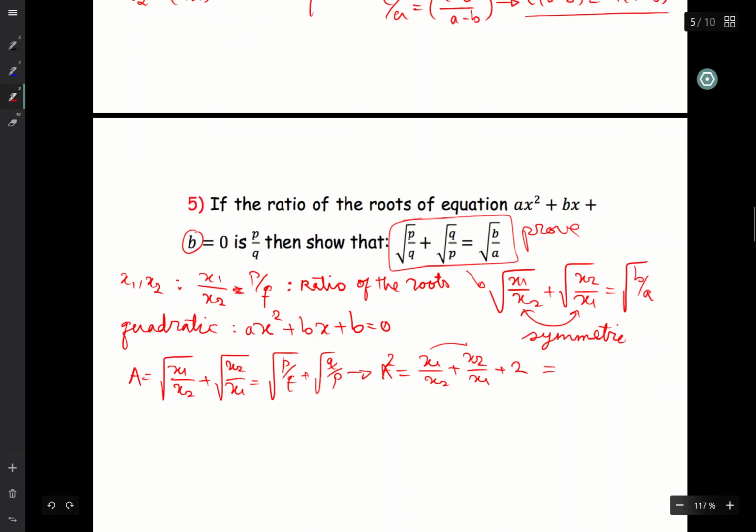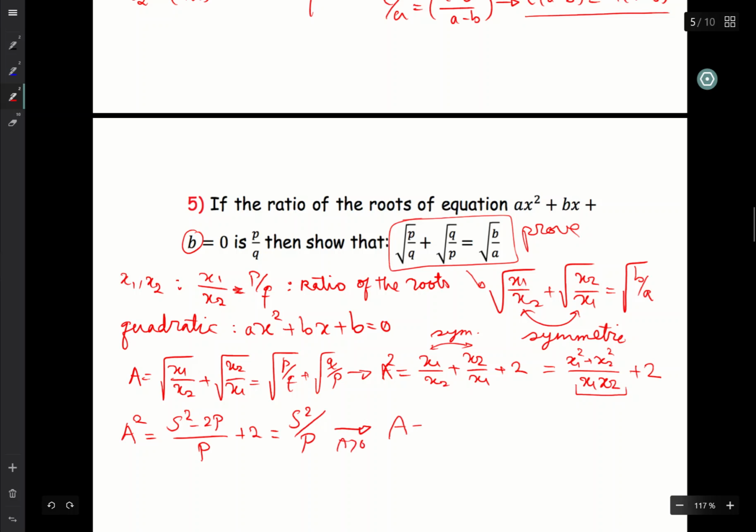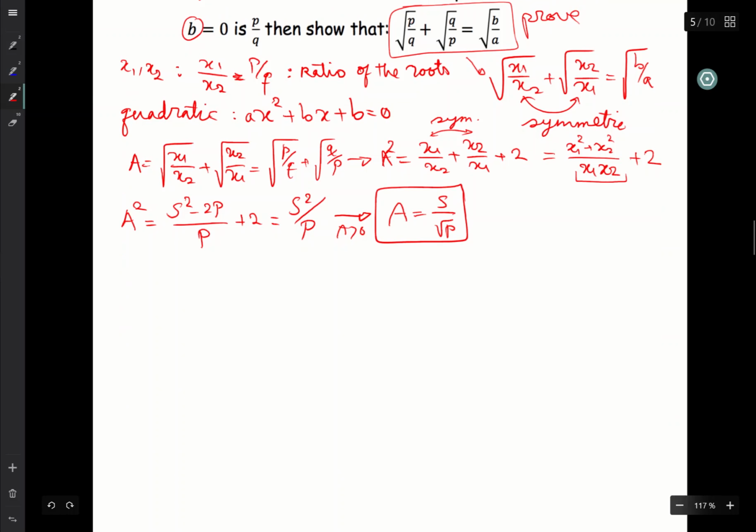But then again, this is a symmetric expression, becomes x1 squared plus x2 squared over x1 x2 when I make a common denominator, plus 2. Therefore, a squared is s squared minus 2p divided by p plus 2, and it's s squared over p. Very simply, it's very nice. And remember, a is positive, so a is s over square root of p. Very nice. So what is s?